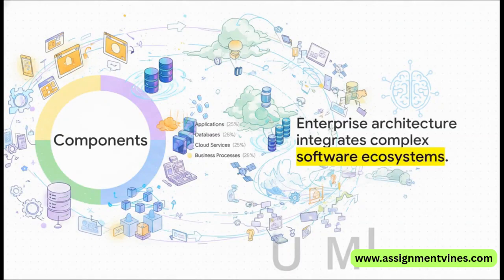Now, what's really interesting about this ecosystem breakdown is how enterprise architecture seamlessly integrates 4 critical components: applications, databases, cloud services, and business processes. Modeling these complex, deeply intertwined relationships through comprehensive UML methodologies just instantly strengthens your architectural decision-making across the entire enterprise stack. It brings everything into one transparent system.